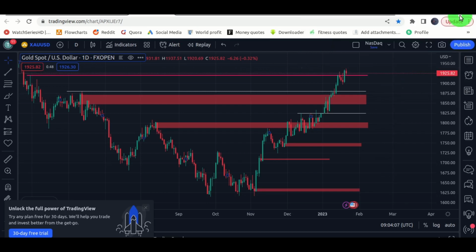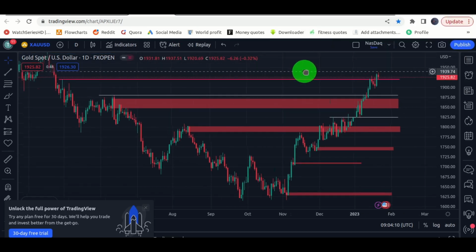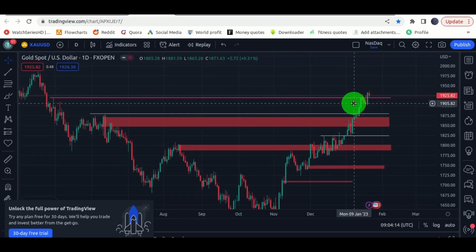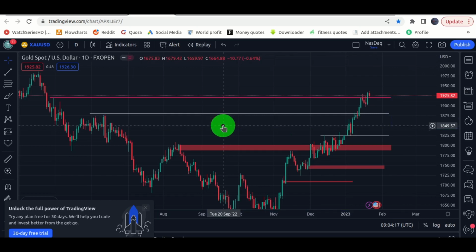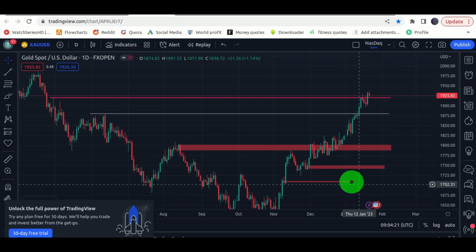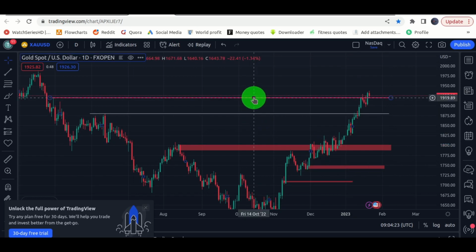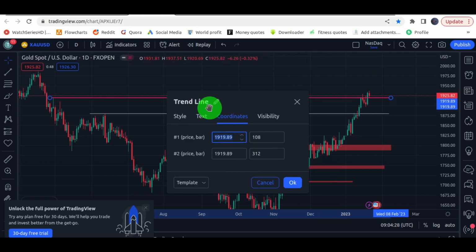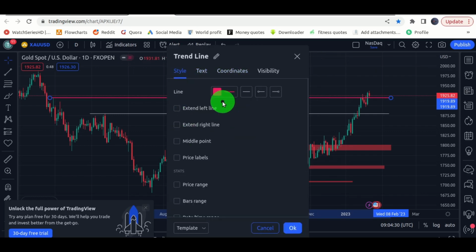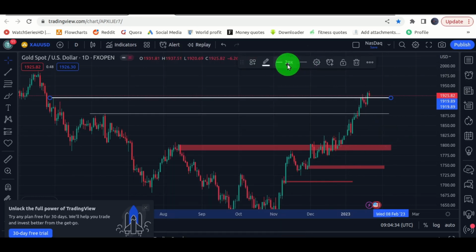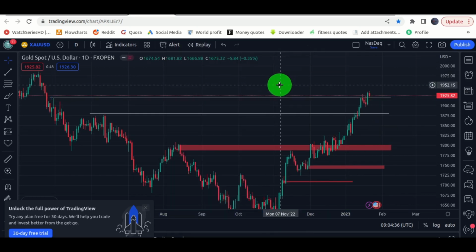Okay, on gold, wait, this is daily time frame. So gold looks like it made some sort of a break. Yeah, I think even this order block, I don't need it anymore. Let me change this color to white. Where's the color? White. Yeah, maybe make it 1 pixel.